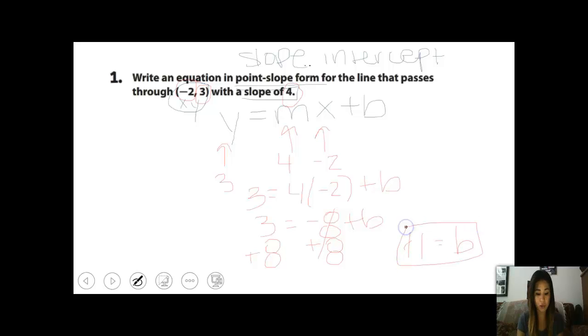So am I done? No, because they wanted us to write an equation. I know my y-intercept is 11, and I now know my slope is 4. So all I need to do now is plug it in. So my final answer is going to be y is equal to my slope, which in this case is 4, so it'd be 4x, and then my 11 is positive, so plus 11 would be the y-intercept, and that's my equation in slope-intercept form.